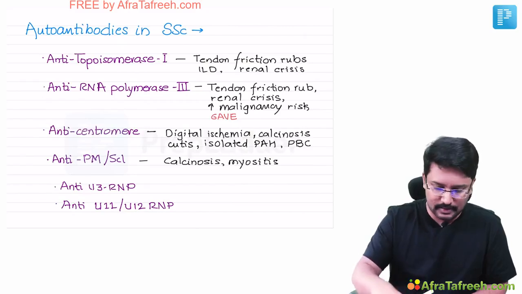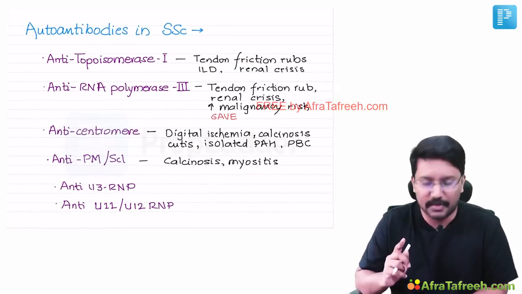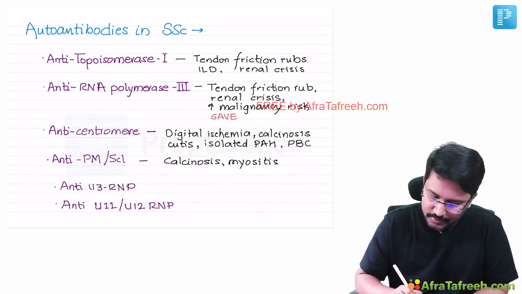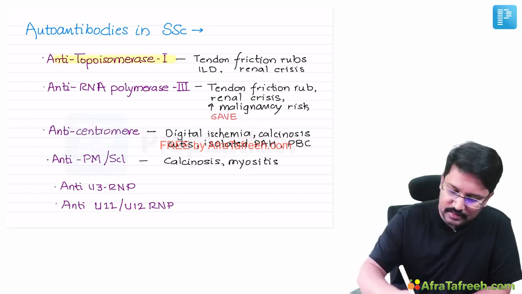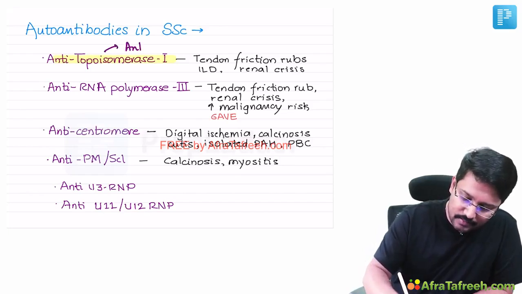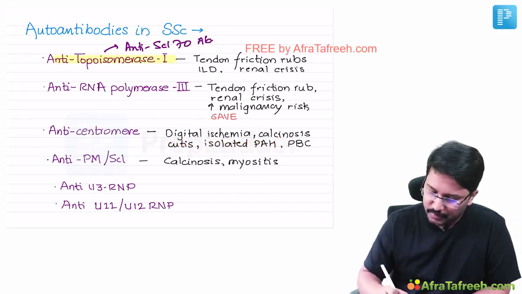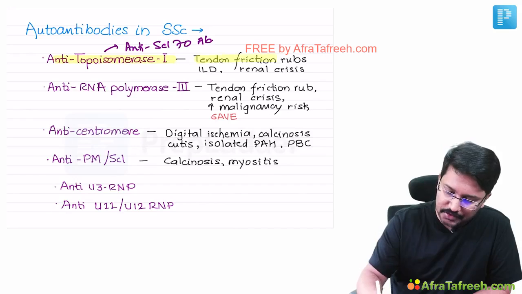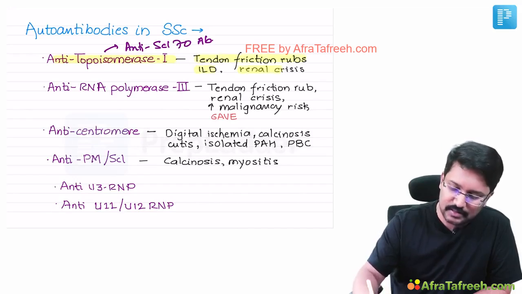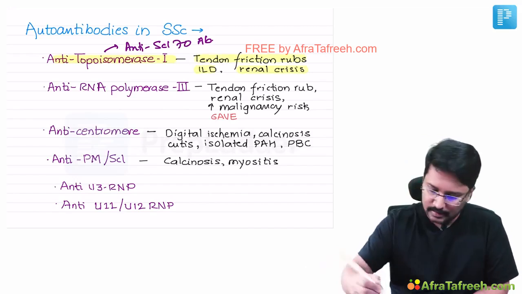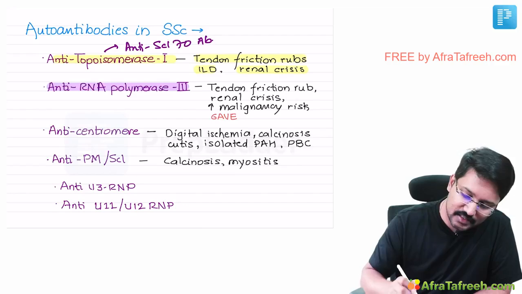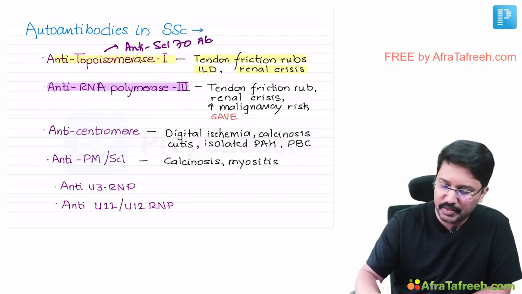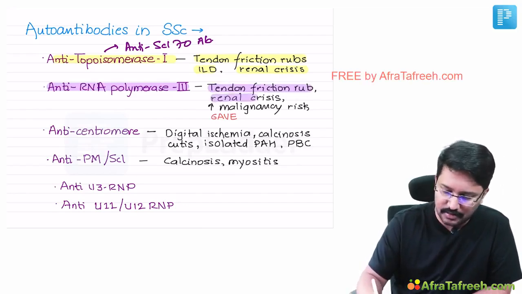Okay. Now, let us understand the antibodies. See the first antibody that we are talking about. What is the first antibody we are talking about? Anti-topoisomerase 1 antibody. You guys may be recognizing this as anti-SCL70 antibody, right? It is associated with what manifestations? It is associated with tendon friction rubs, interstitial lung disease, and renal crisis, right? Let me look at the second antibody. What is the second antibody we're talking about? Anti-RNA polymerase 3 antibody. It is associated with which manifestations? Tendon friction rub, renal crisis.